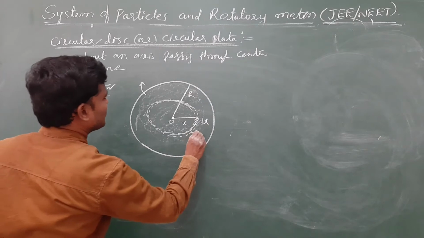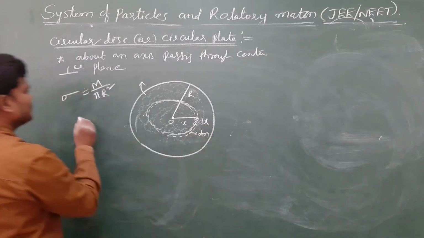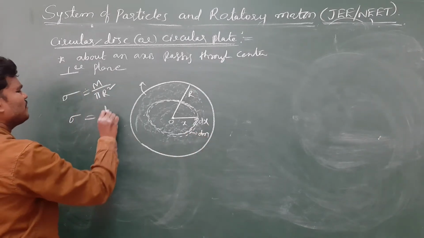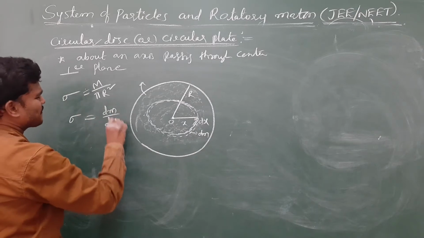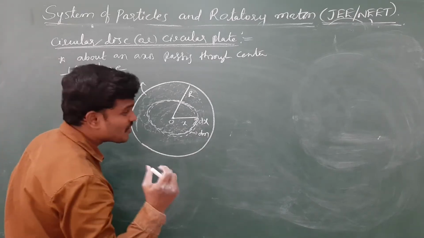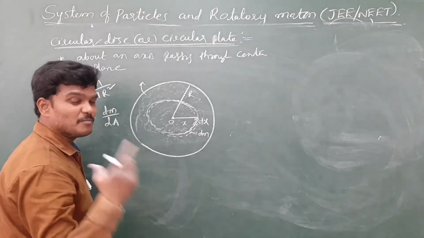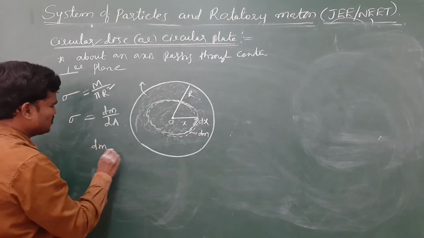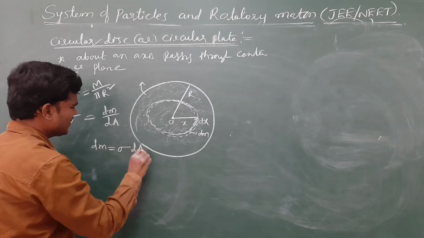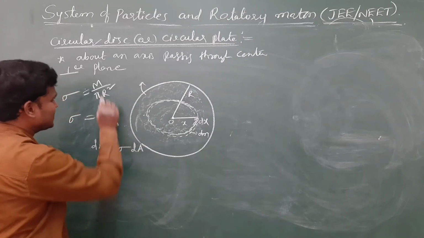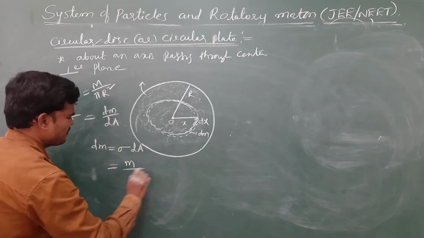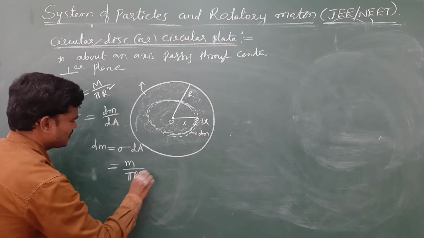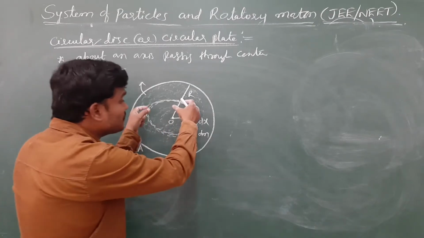So this part will have mass dm. Then sigma is equal to, for a small part, dm by dA. For a small part, you find the mass of that small part, apply the integration, and you will get the answer. So dm is equal to sigma dA. What is sigma? M by pi r square. Then the area of that small part.